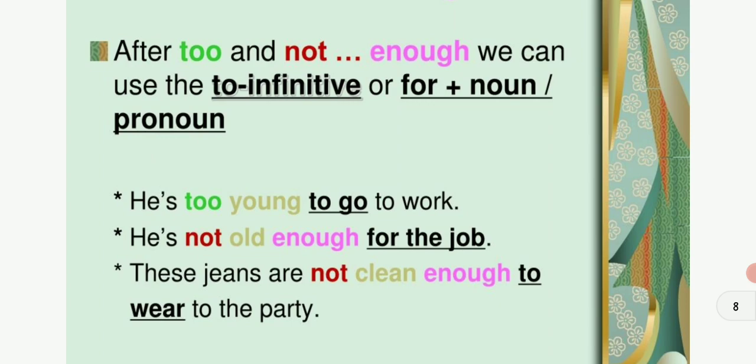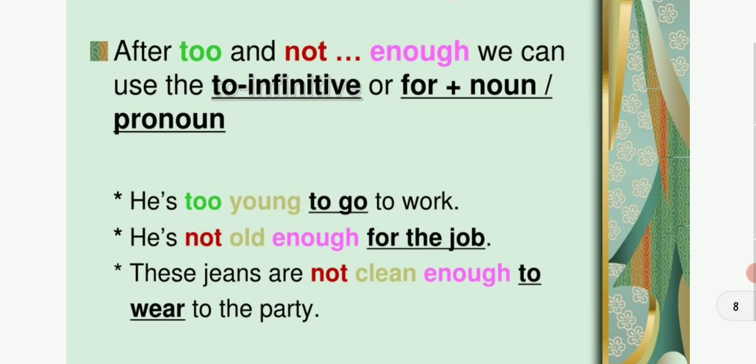Okay, he's the subject. He's too young. Who? So young. He's too young to go to work. Number 2: he isn't old enough for the job. So here we have "not" and "enough", and between "not" and "enough" we have "old". Old here is an adjective. So I describe that he is not old enough. I describe him as not old.